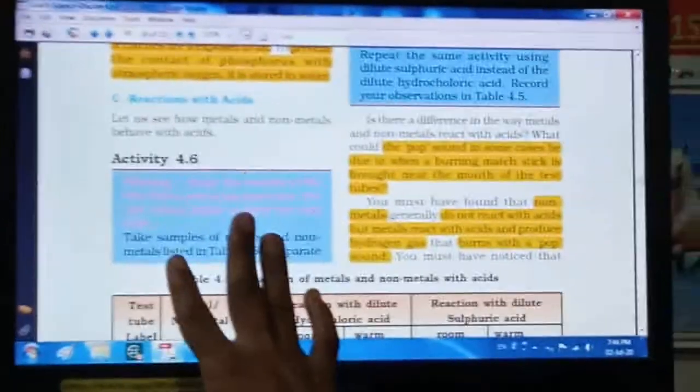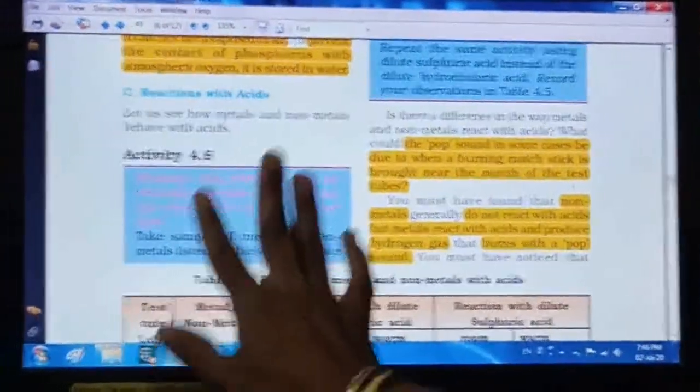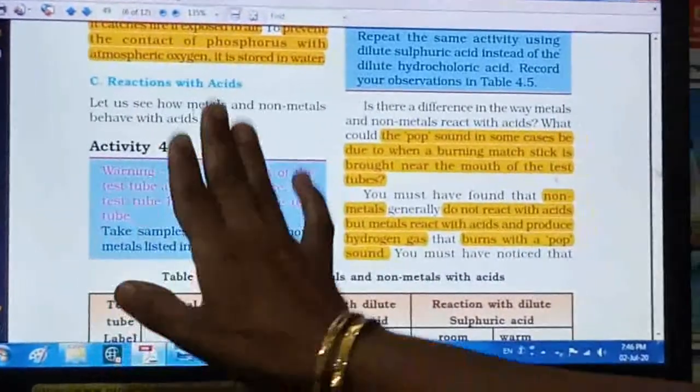Today we are going to see the chemical properties of metals and non-metals, part 2, right? In the earlier video we have seen the chemical reactions of metals and non-metals with oxygen and with water. So today we are going to see the reaction of metals and non-metals with acids, right? Now see here, whenever any metal reacts with an acid, what products are formed, and what is the general reaction of metals with acid?